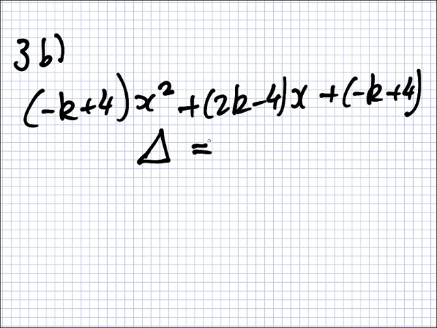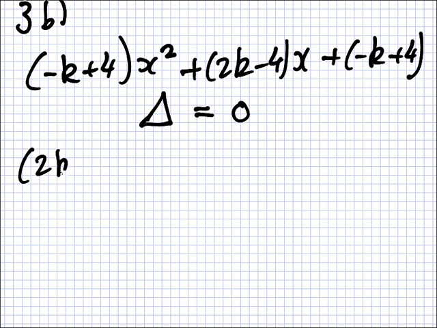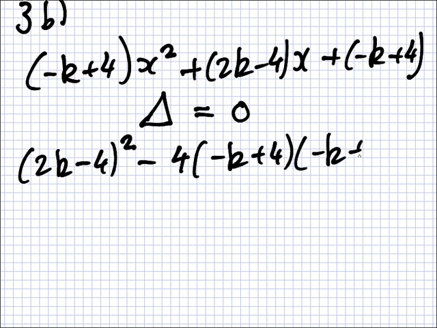Equals 0. Smooth. Nobody noticed. You definitely weren't going to say less than 0. For sure. Equals 0. Okay, so what's the b here? 2k minus 4 squared minus 4ac. Oh, that's kind of nice, maybe, that they're the same. It's interesting. Okay, let's expand this.